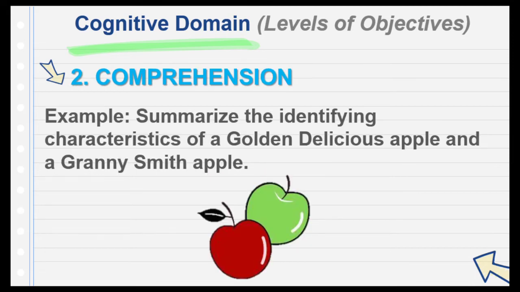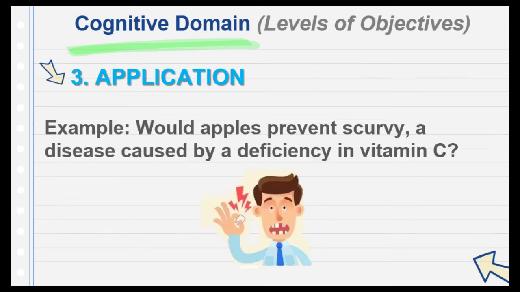Second is comprehension. Comprehension involves demonstrating an understanding of facts and ideas by organizing, summarizing, translating, generalizing, giving descriptions, and stating the main ideas. Example: summarize the identifying characteristics of a golden delicious apple and a Granny Smith apple.